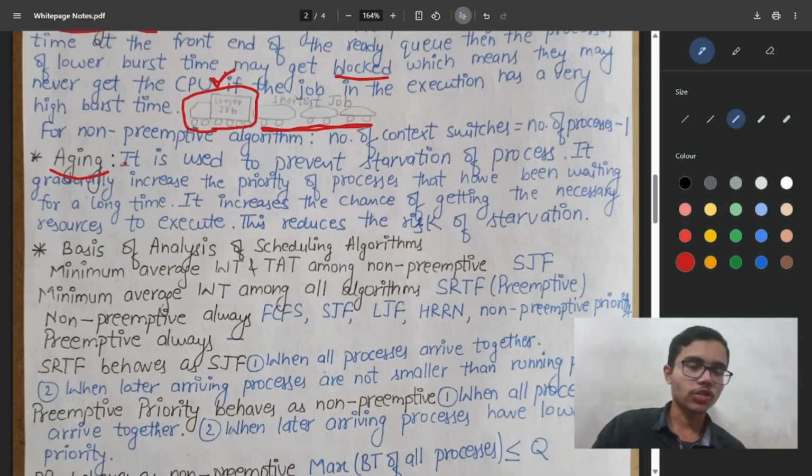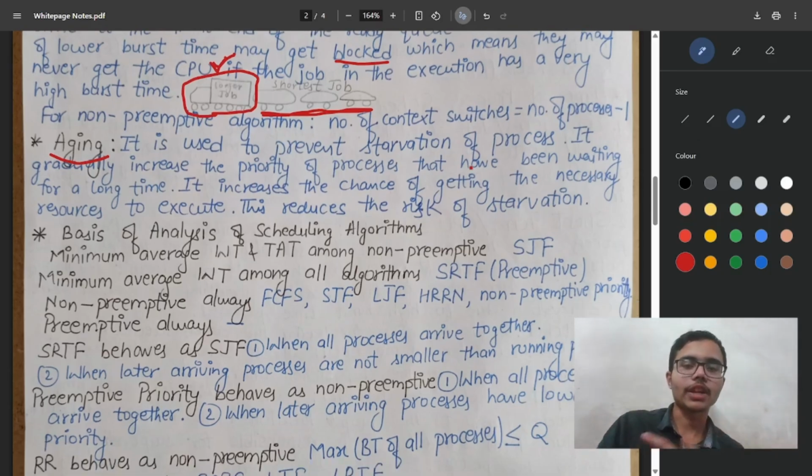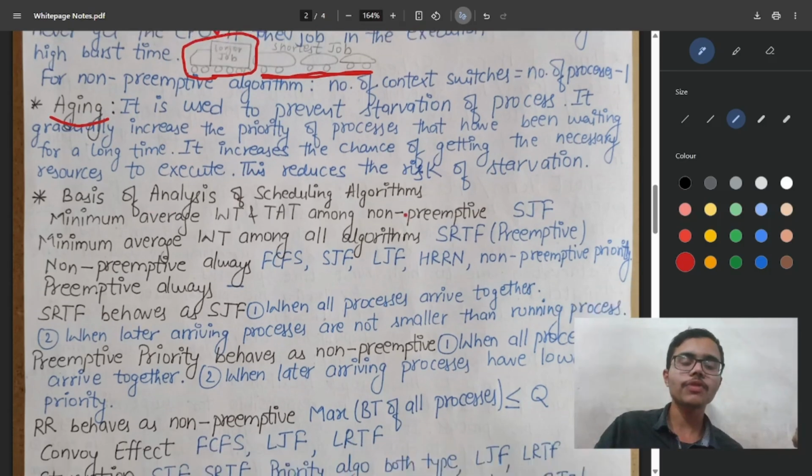I have not seen this in a PYQ, but I write this as it is in my notes. It is used to prevent starvation of a process, like infinite wait. It gradually increases the priority of a process that has been waiting for a long time. If there is a process in the ready queue which is waiting for a long period of time, its priority is increased slowly so that this process can come into the execution phase. It increases the chance of getting the necessary resources for execution. This reduces the risk of starvation.